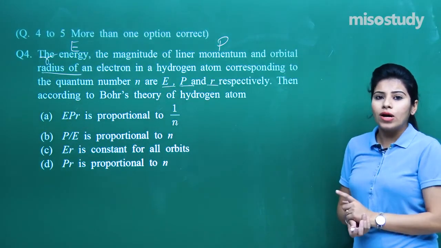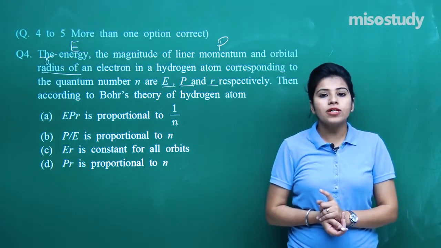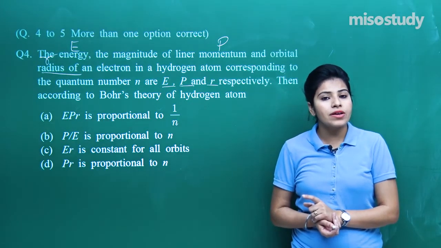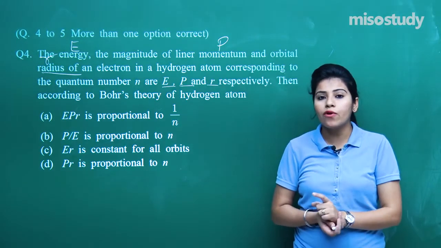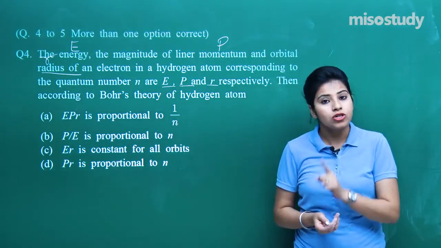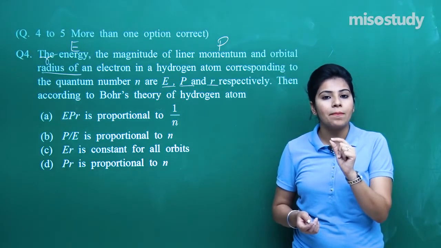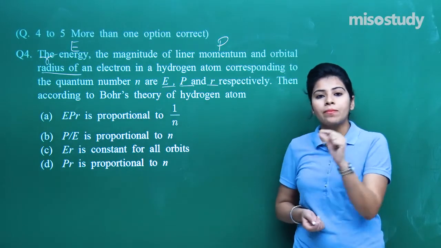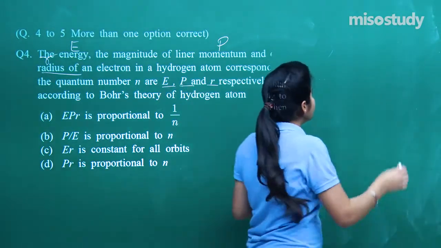Now, because you have covered this chapter in your theory, you must have learnt all the formulas. What is the formula for the radius of the orbit of the electron? You must be knowing that. What will be the formula of energy? You must be knowing that. I am not going to tell you the complete formula, but I will definitely write the relation between the quantum number and these corresponding values. So let me begin.